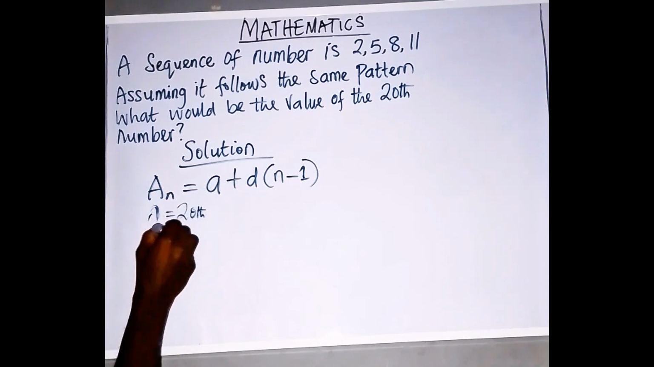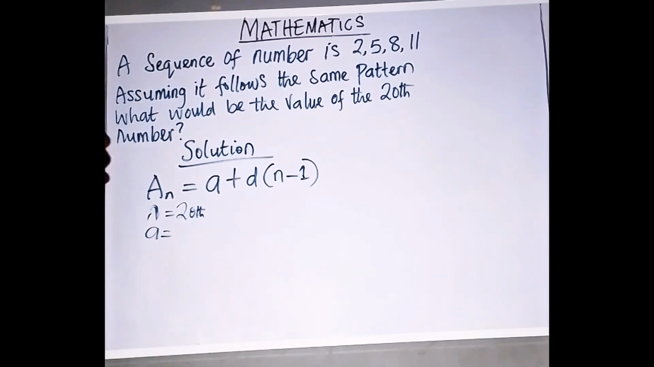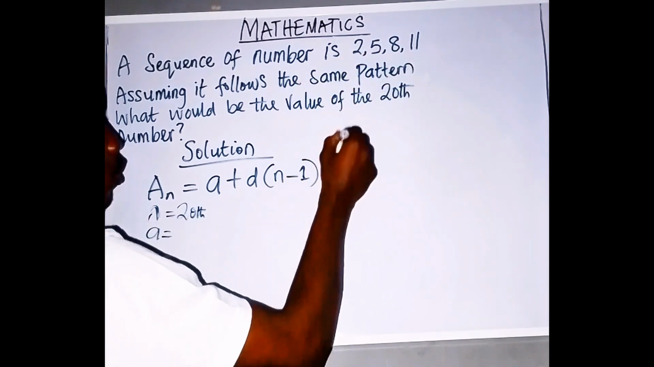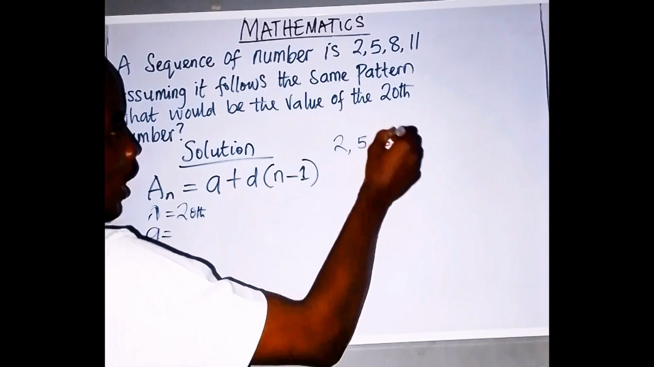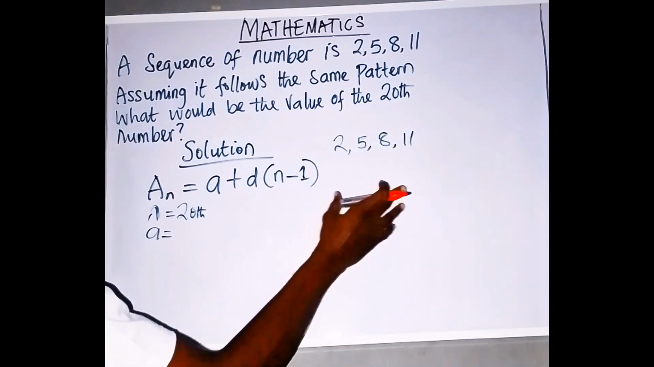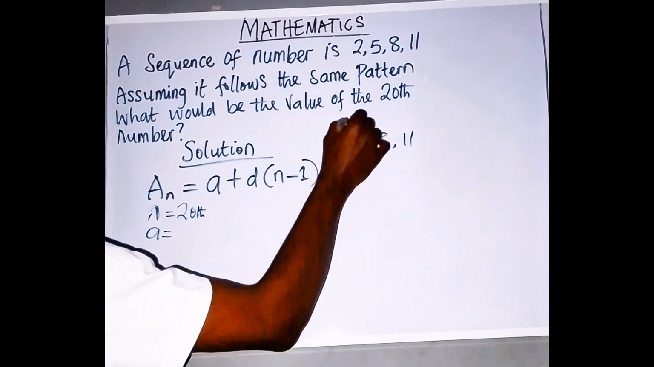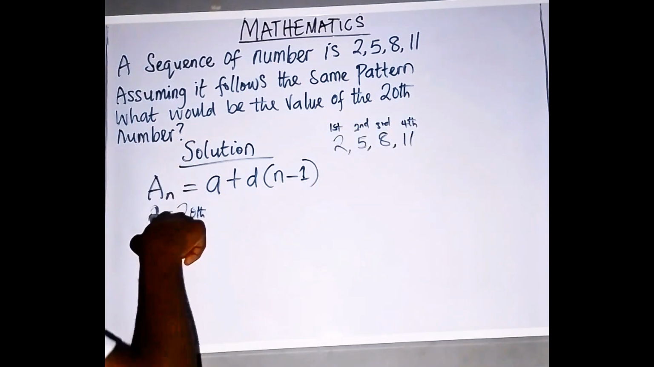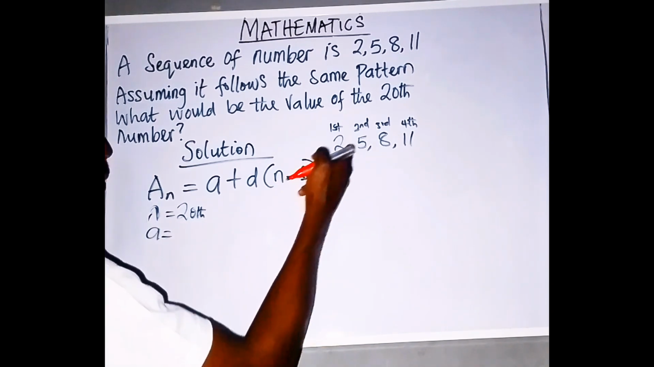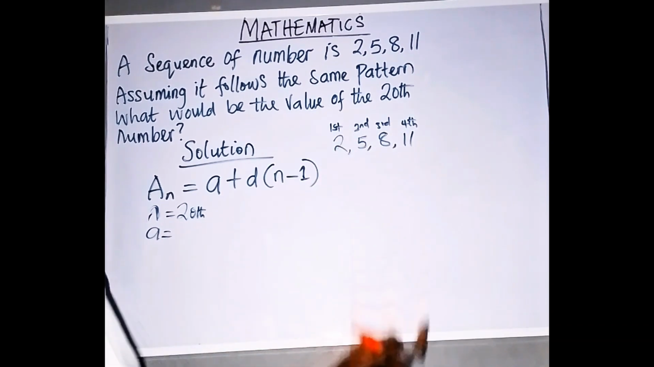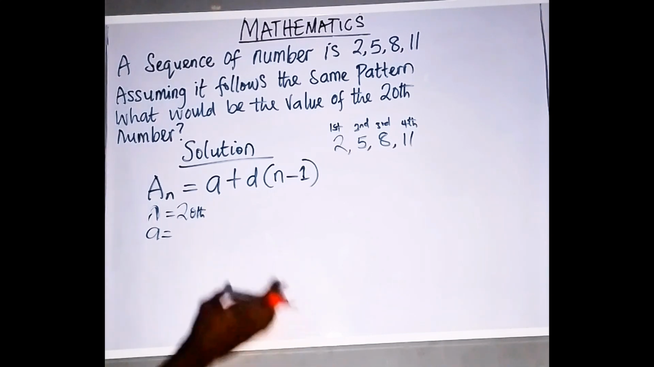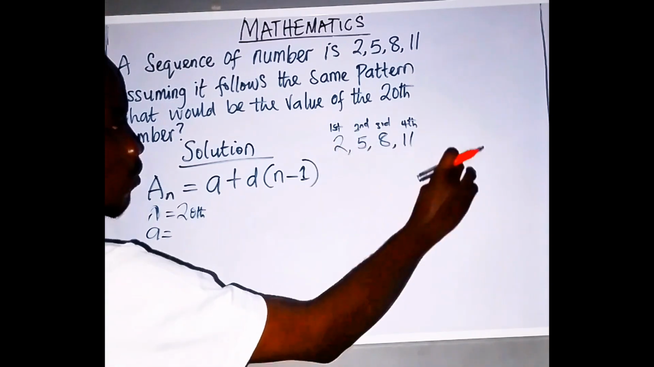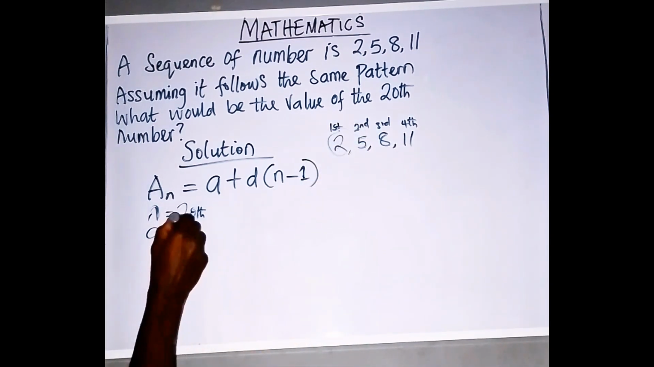So we also have a. A here means the first term. From this question, I have 2, 5, 8, and 11. These are the numbers I have. This is the first term, this is the second, this is the third, this is the fourth, like that. Remember, the question asked for the 20th term, but this is my first term, second term, third term, fourth term, like that. Are you following? Alright. So the value of a here means the first term. What is the first term from this question? Obviously, it is 2.